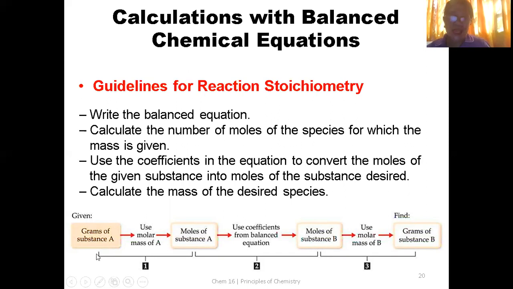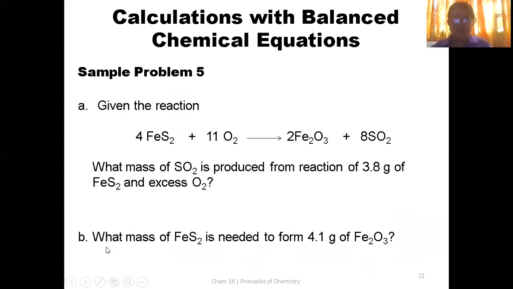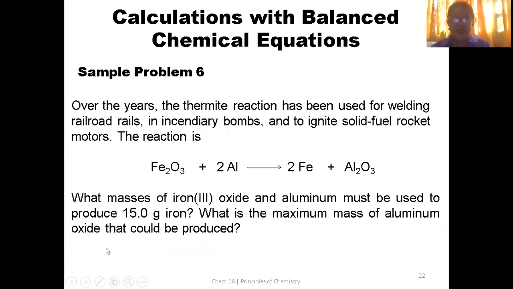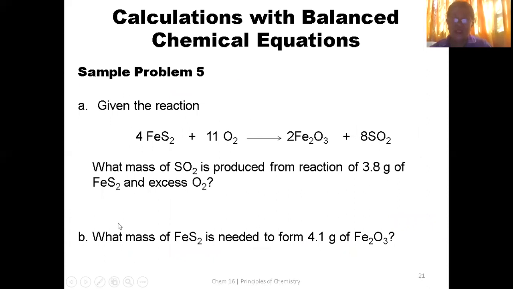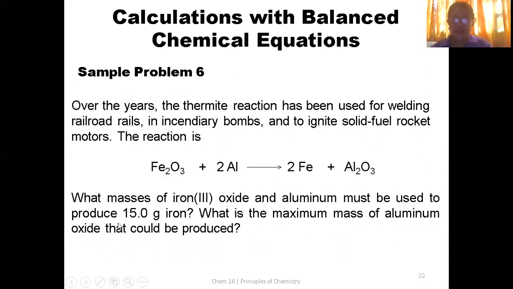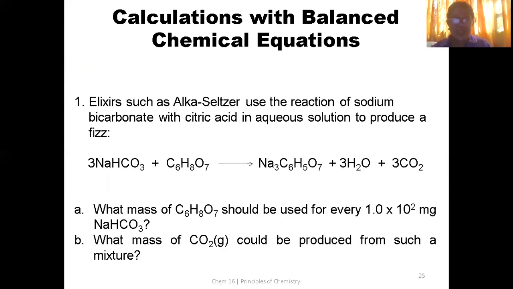Use this diagram: grams of A to molar mass of A, then the moles of A, then use the coefficient in the balanced equation to get the moles of B, then molar mass of B to come up with the grams of B. Okay, here, example. Naa ba ni solution? Wala gihapon. Sige lang, we will have this in my next video, because there is no solution here. Okay, all these examples. How many examples are there? 7.